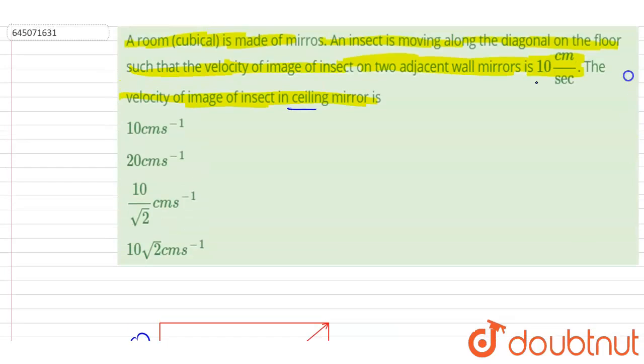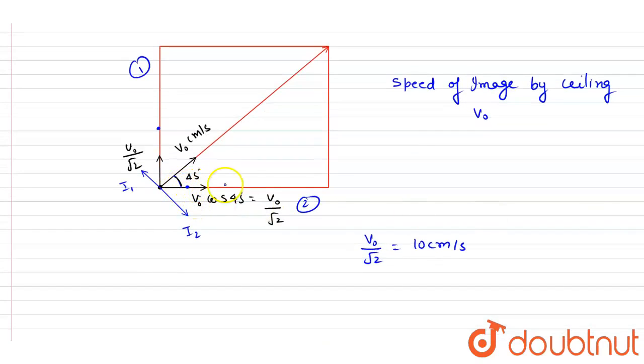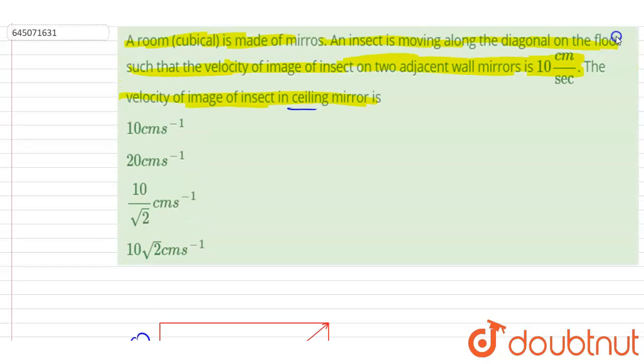In the question, the insect is moving along the diagonal on the floor such that the velocity of the image on the adjacent wall is this. So what is this velocity? This is the velocity along the mirror, because if you see from the top, you will be able to see that the image is moving like this, right? So from here you will get the value of v0 as this, and from here I can write this as the answer. Now you can check the options: 10 root 2, option D, is the correct one.